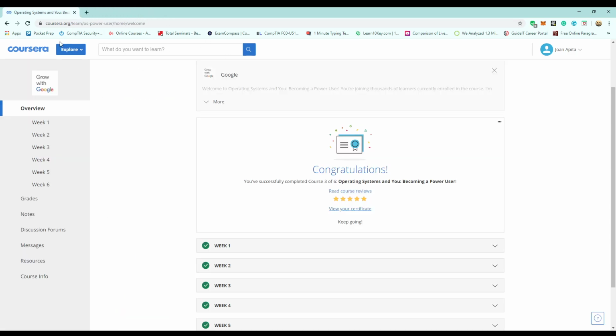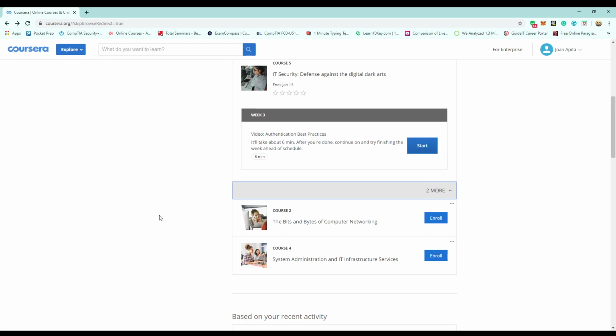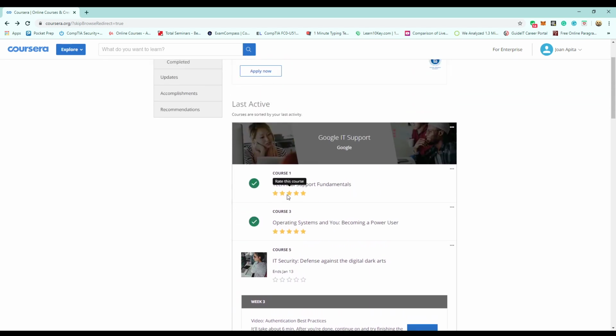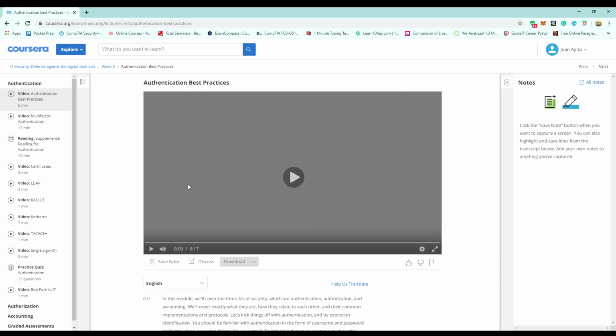Now I'm doing the security course. After security, I think I need to do networking. Oh, and I still have two more here: the bits and bytes of computer networks, and system administration and IT infrastructure. Maybe I'm going to do this one, and the next one is the network course after the security. The security plus is really good. I really like it. It gives you a lot of information.